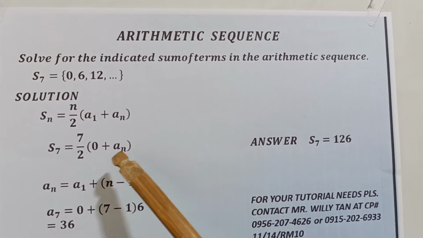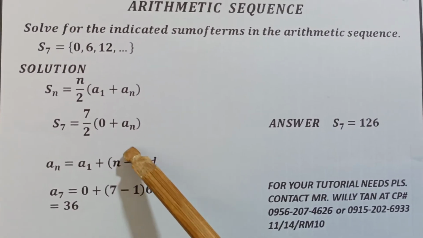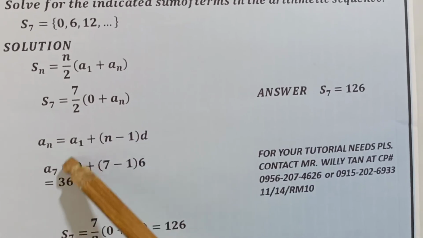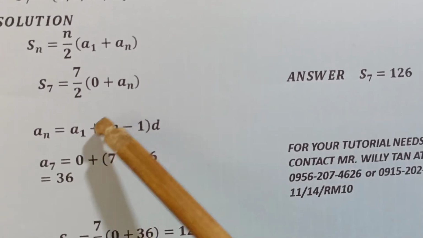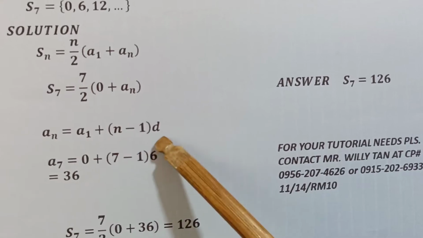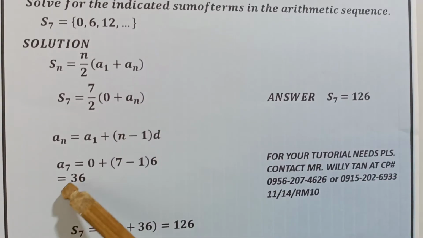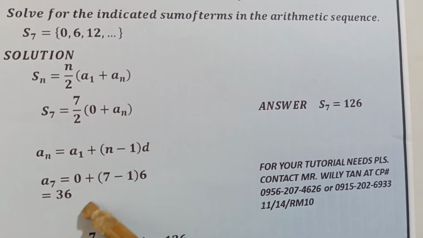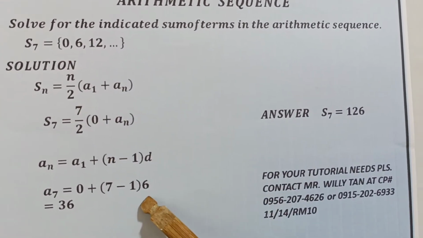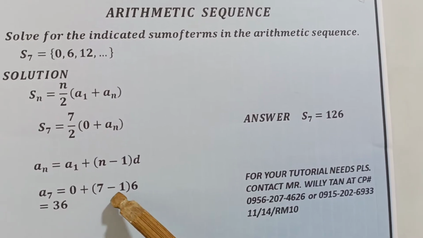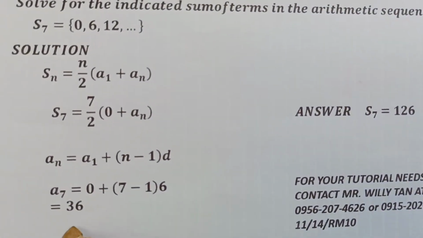But since we don't know the value of a sub n, we are going to use the formula for finding the nth term. So a sub n, the value of the sequence on the seventh term, is equal to a sub 1 plus the quantity n minus 1 times the arithmetic difference d. So a sub 7 is equal to 0, the first term, plus 7 minus 1 times the difference between the terms of the sequence here, which is 6. So 7 minus 1 is 6, times 6 is 36. So a sub 7 is equal to 36.